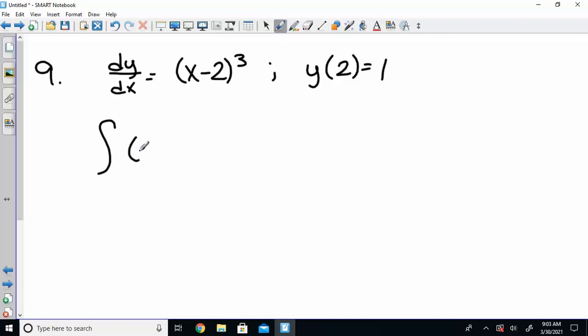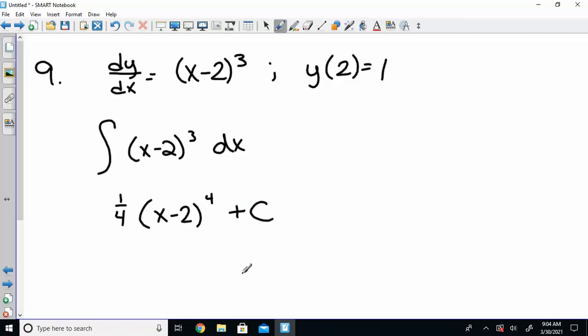So we need to do the integral of (x minus 2) cubed. So if you add 1 to the power, that gives you a 4, so that means we need a 1/4 in front. Derivative of the inside is just 1, so I don't need anything extra to cancel that. Then we have to put a plus c on this because I didn't give you actual numbers to plug in.